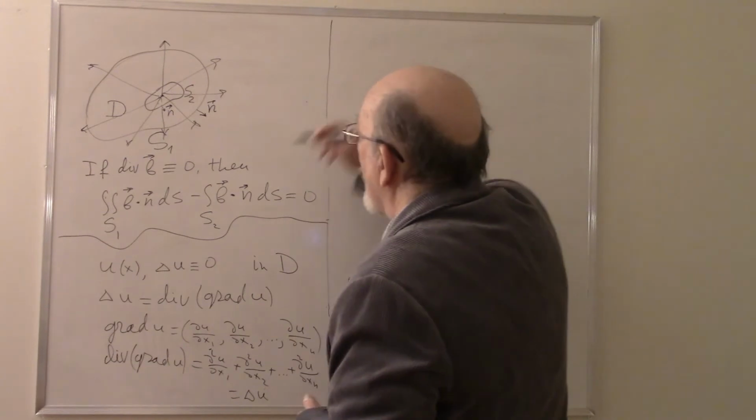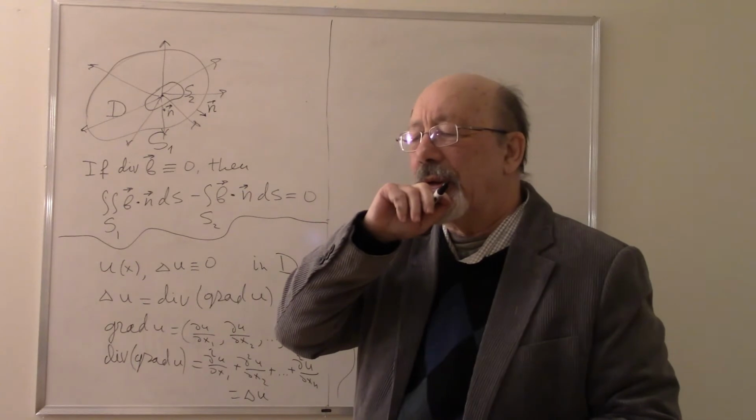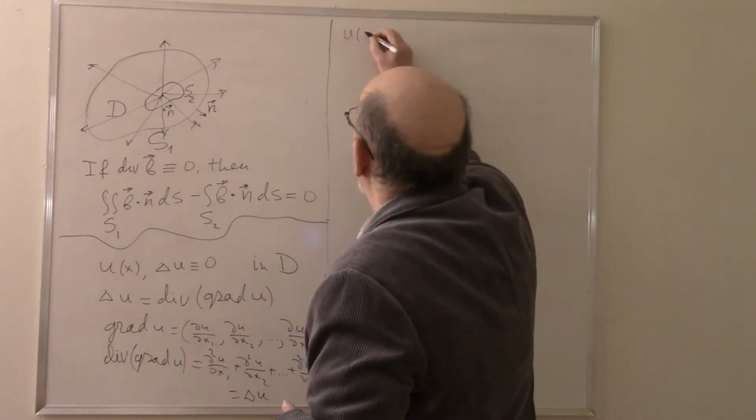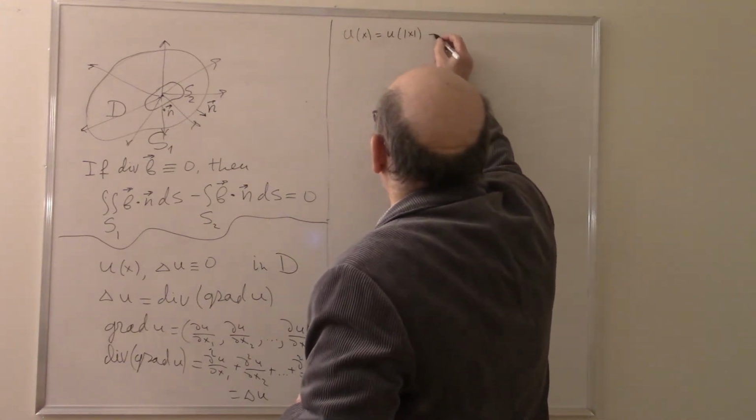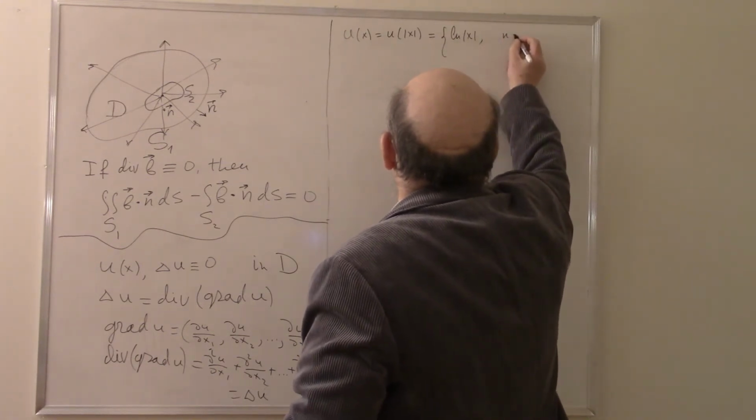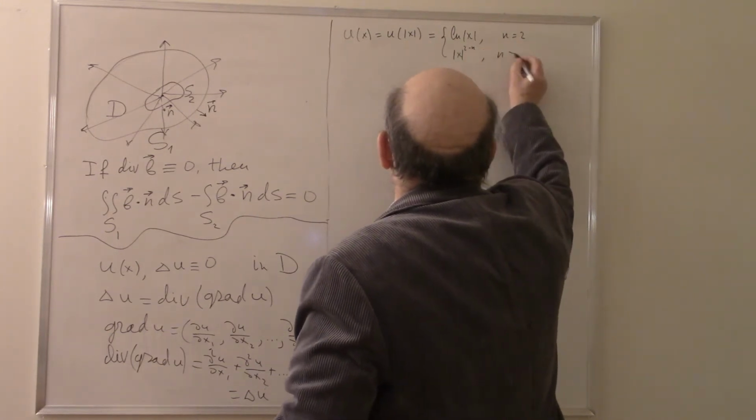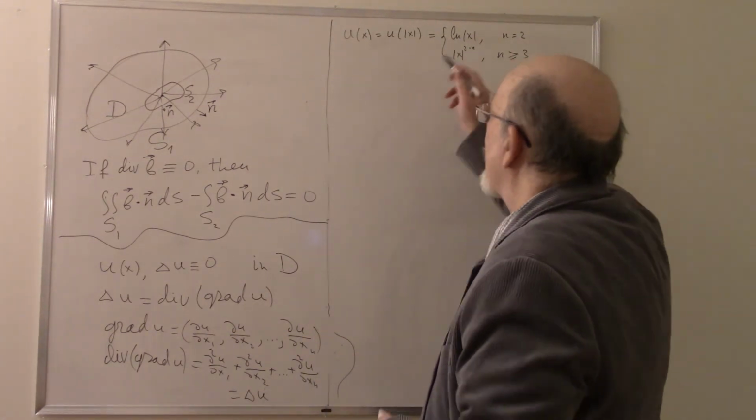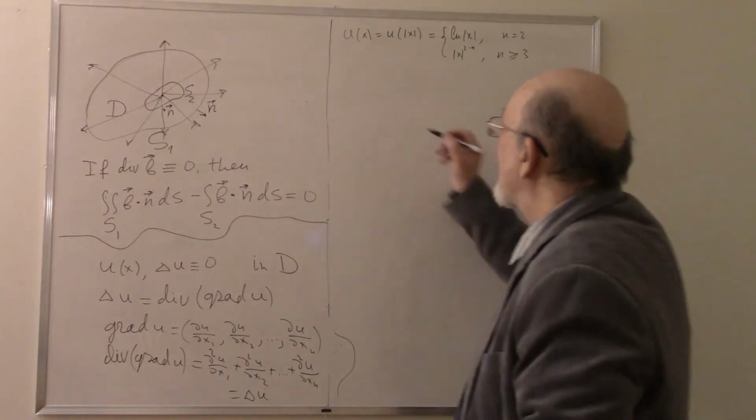Now, this function u in our consideration is exactly that radial function. U of x equals u of modulus x equals logarithm of modulus x if n equals 2, and modulus x to the power 2 minus n if n is more than or equal to 3. So we know that this function is harmonic beyond 0.